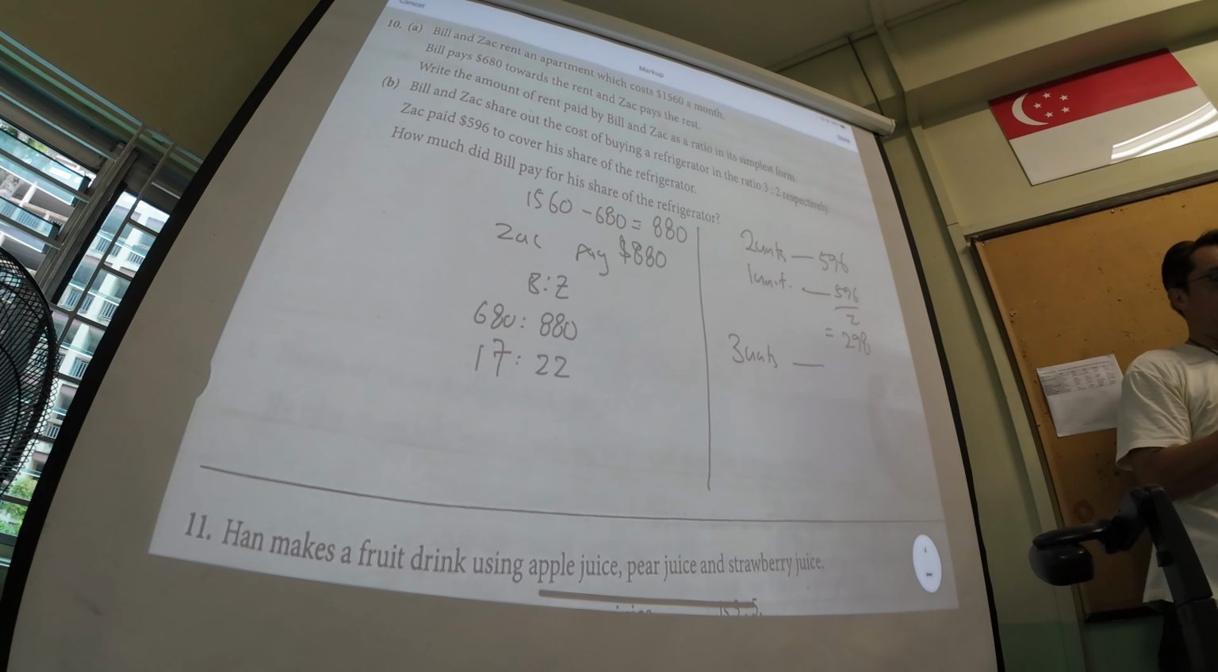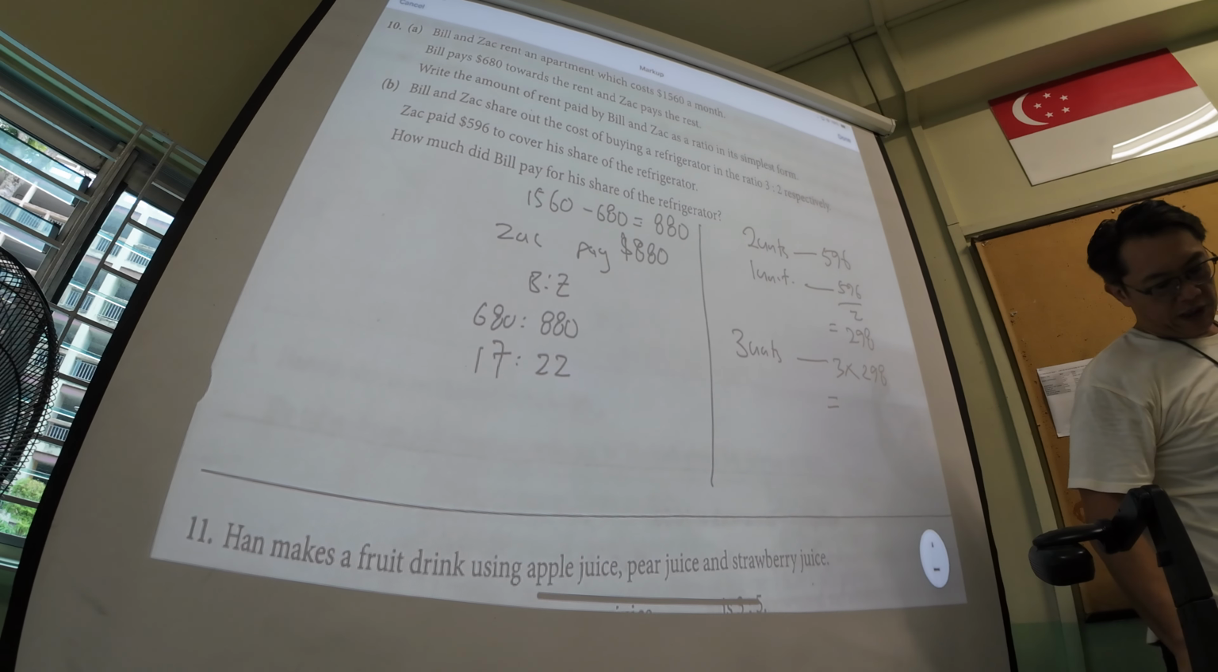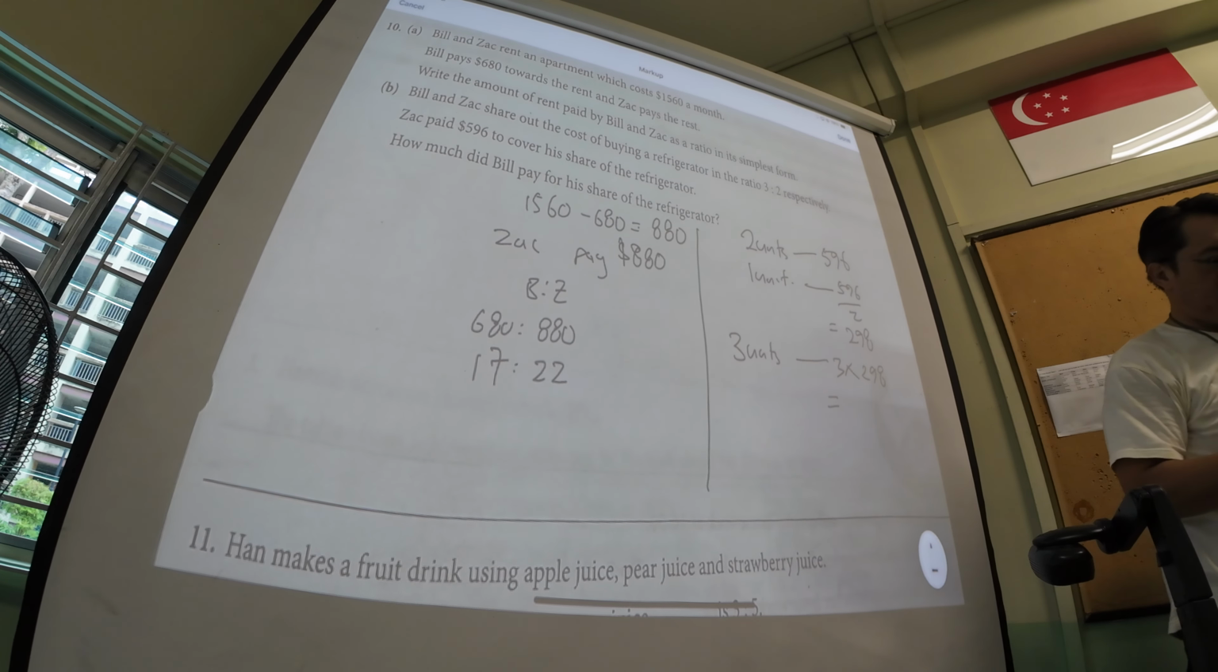So we find 3 units. Yes. 3 times 298. 894.